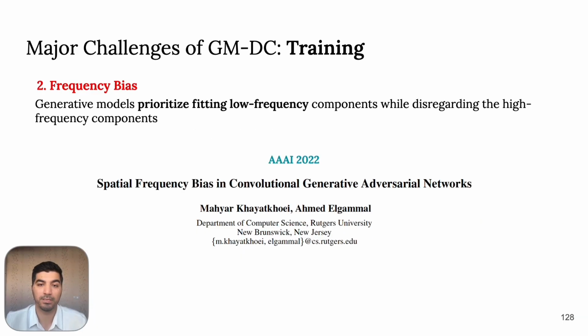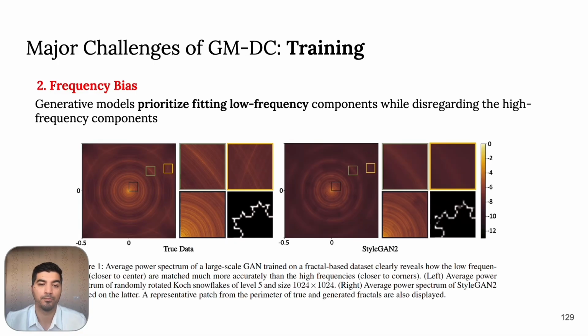We have a similar observation for generative models. This AI 2022 paper shows that generative models prioritize fitting low frequency components and usually disregard the high frequency components. And for this, they have this cool analysis. They train StyleGAN2 on fractal-based datasets. On the left side, you can see the sample itself, and you can see the frequency components of the sample. The leftmost plot shows the Fourier transform coefficients. The center is related to lower frequencies, and as we move away, it shows the higher frequencies.